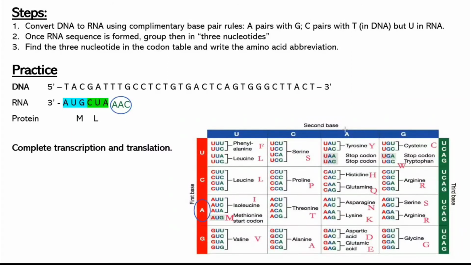A, and then go here, A. So A and A should be here. I found the AAC. It's asparagine. Okay. So again, no one expects you to know this. So asparagine is N. You just write the N. Okay. So what we have done is we have taken care of this part.